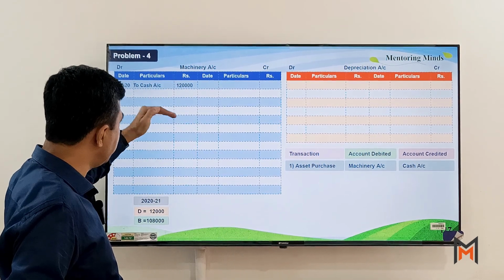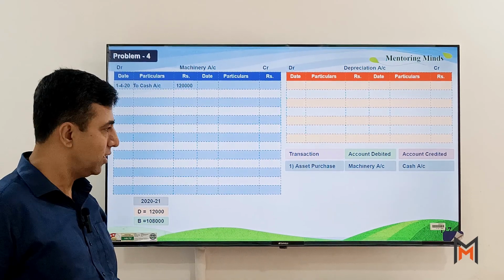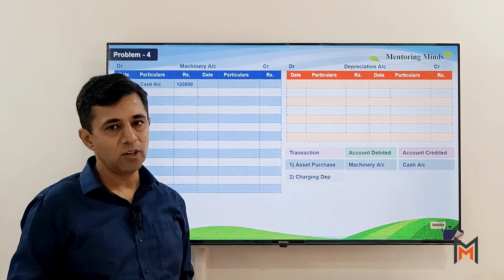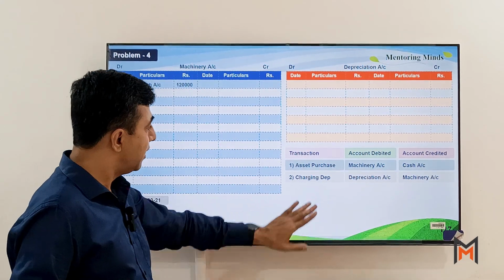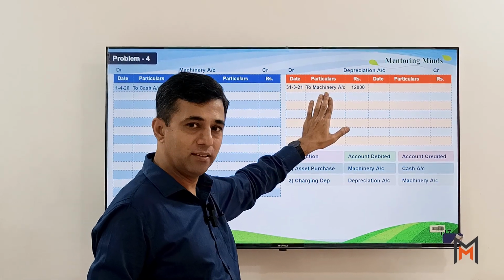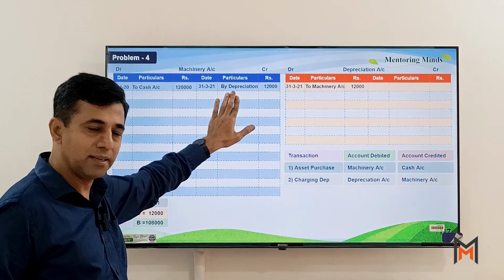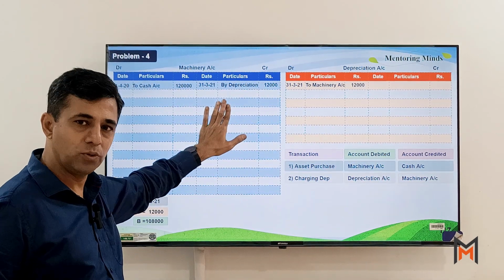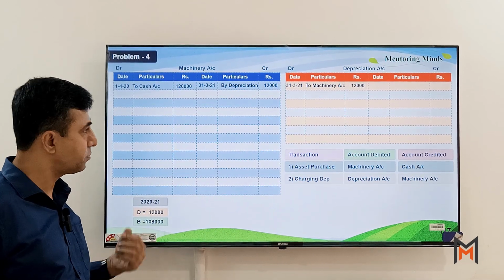And here we are not preparing cash account, so we assume that we have transferred the entry in cash account. Then throughout the year we are going to utilize the asset, and at the end of the year we are going to charge depreciation. So depreciation is charged on asset, and we are aware depreciation is a loss. So that's why depreciation to machinery account. Here depreciation is debited. So on debit side we will write to machinery, and in machinery we will write by depreciation. कितना सिंपल, डेबिट साइड डेबिट इफेक्ट, क्रेडिट साइड क्रेडिट इफेक्ट, so simple.